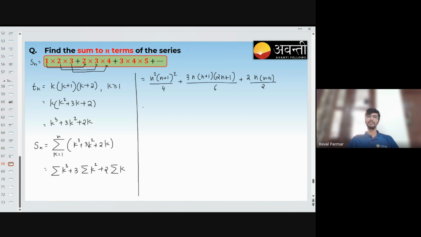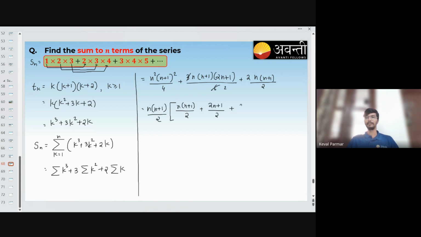So what I can do here is same thing. I can take n into n plus 1 upon 2 common. So I'll be left with n into n plus 1 upon 2 times, plus, here it will get cancelled. So n plus 1, I get 2n plus 1 upon 2.